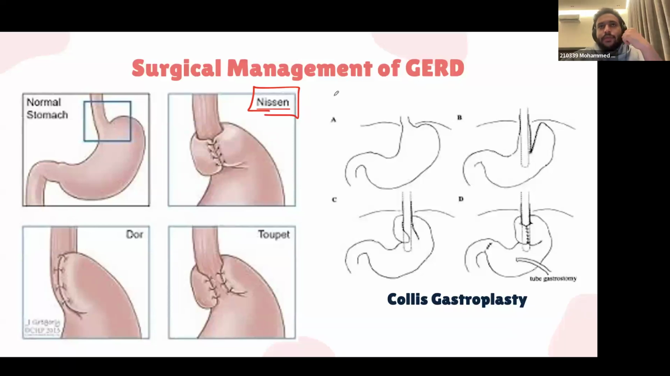Technically it does increase intragastric pressure. However, the whole point is you're increasing the pressure of the lower esophageal sphincter. Because you're increasing that pressure, food won't be able to go up easily. That's the whole point of this procedure.